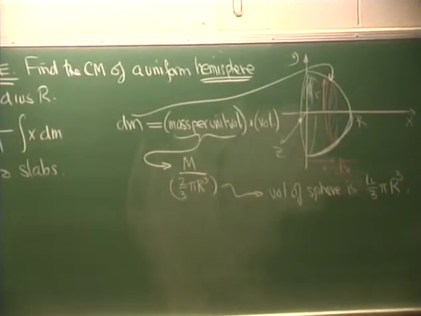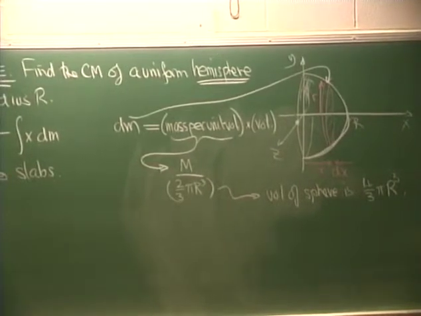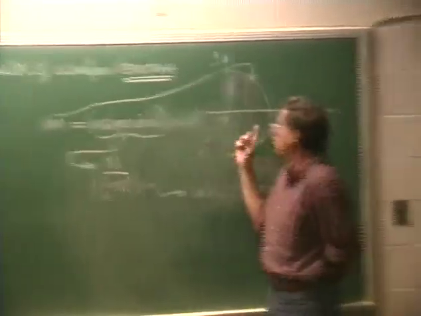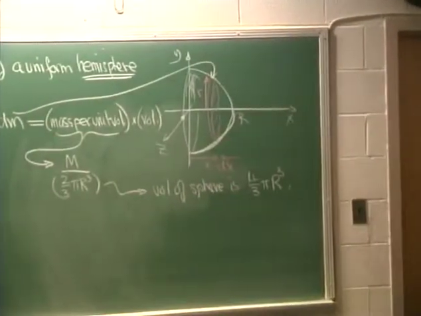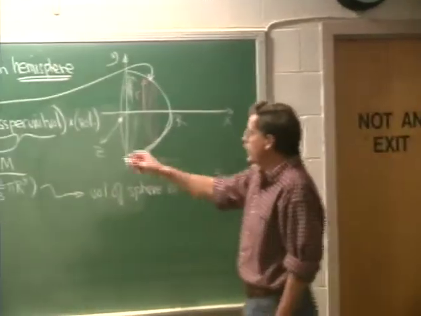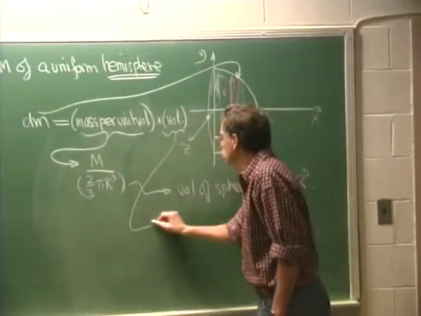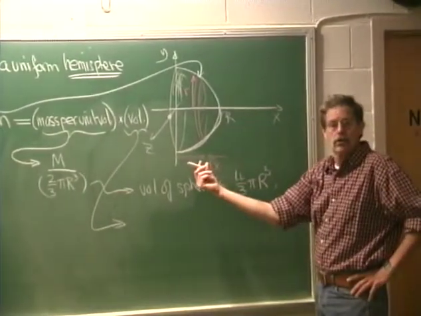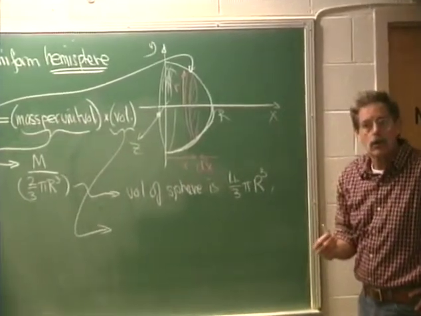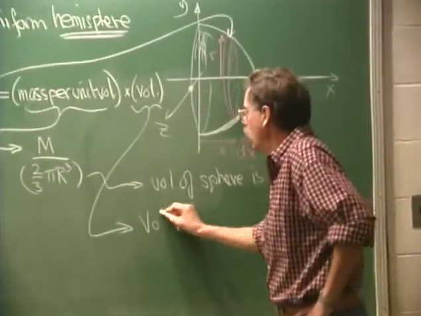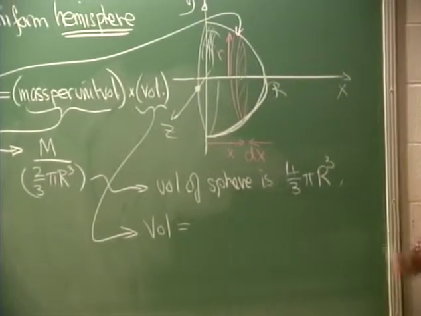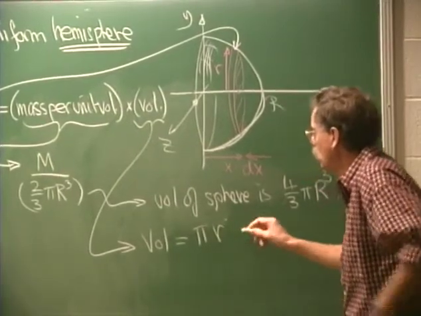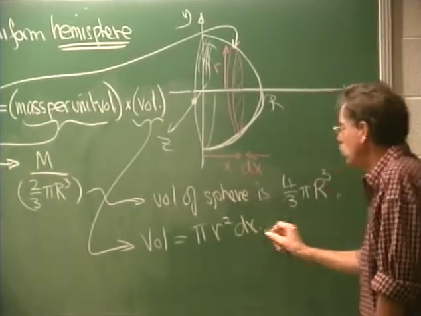So I happen to know that the volume of a sphere is 4/3 pi r cubed, so the volume of a hemisphere is 2/3 pi r cubed. So that's the mass per unit volume, the total mass of the whole thing divided by 2/3 pi r cubed. Now, what is the volume of my slab? This is a slab of radius r, of thickness dx. So what would you say for the volume of the slab? Pi r squared, that's the area, times dx, that's the thickness. Good.